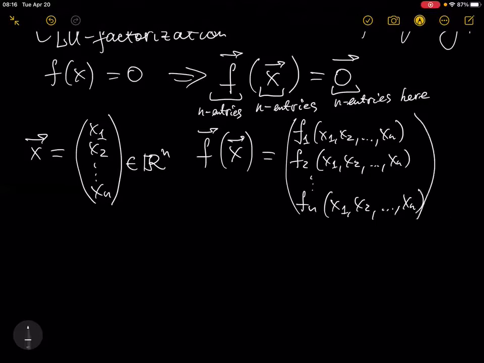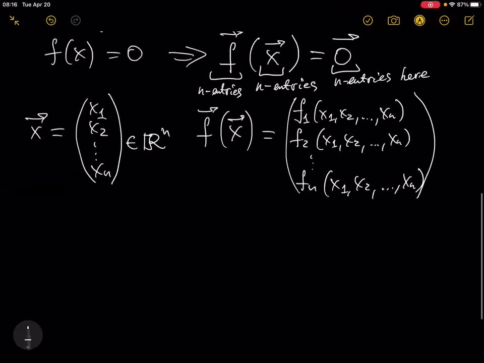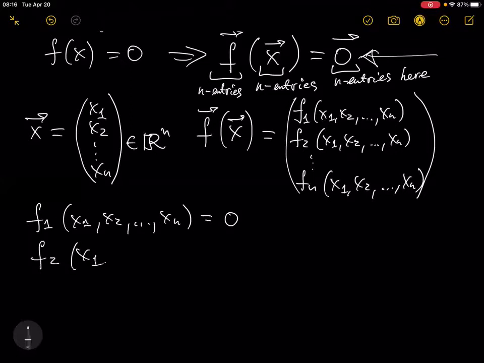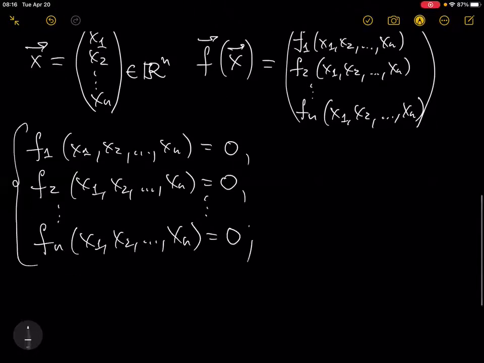The result, you can, in general, write in this compact form of a system of nonlinear equations: f1 of x1, x2, ..., xn equals 0, then f2 of x1, x2, ..., xn equals 0, and so on, to fn of x1, x2, ..., xn equals 0. I'm writing this curly bracket to show that we are considering these equations together. So this is a system of nonlinear equations.